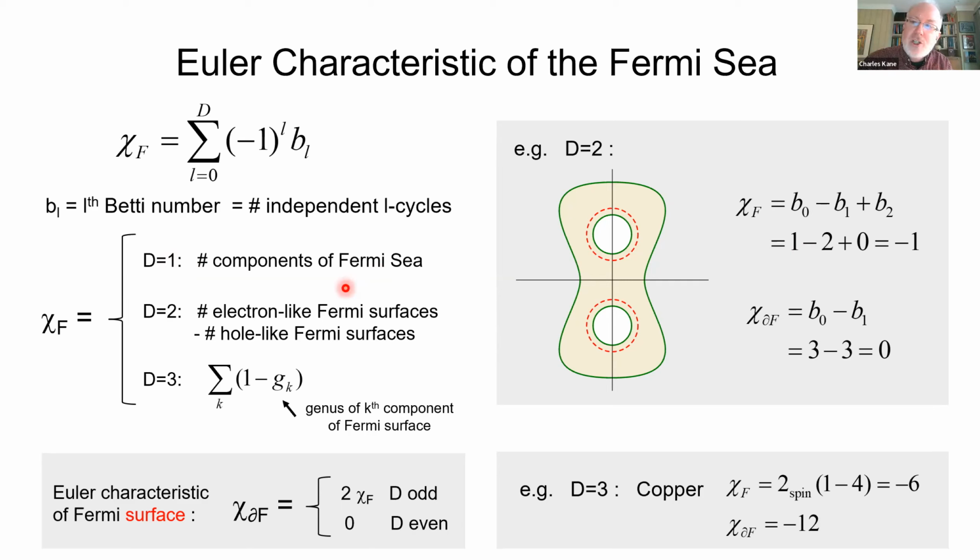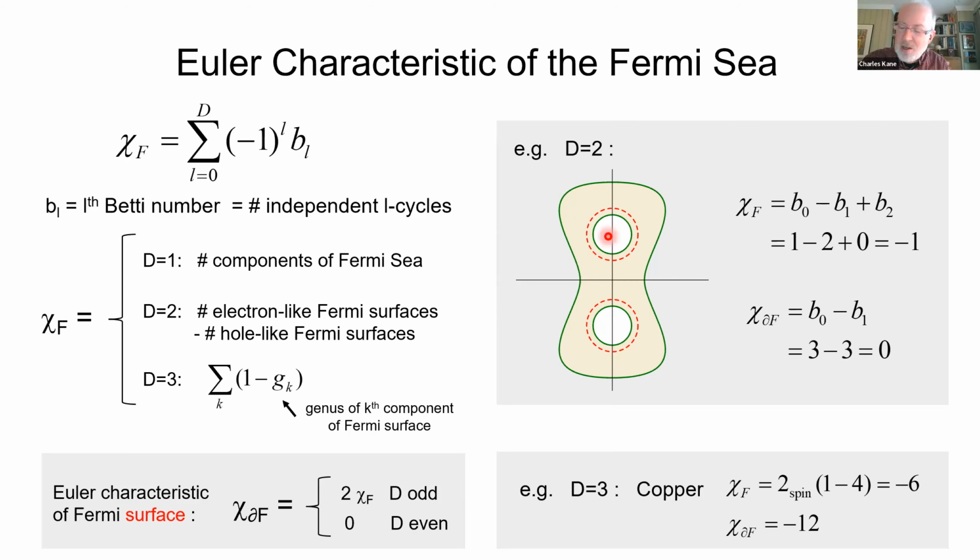In two dimensions, the Euler characteristic of the Fermi sea is related to the Fermi surfaces, but what it basically counts is the difference between the number of electron-like Fermi surfaces and the number of hole-like Fermi surfaces. In this case, there's one electron-like Fermi surface on the outside, and there are two hole-like Fermi surfaces, and so the difference of those is minus one.